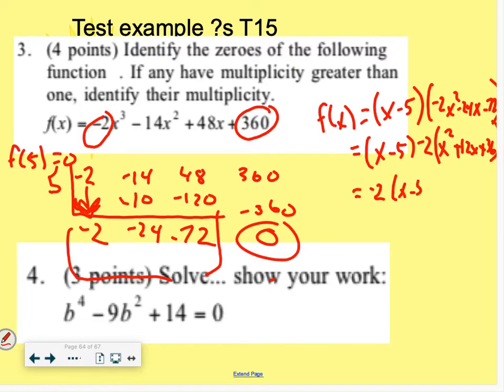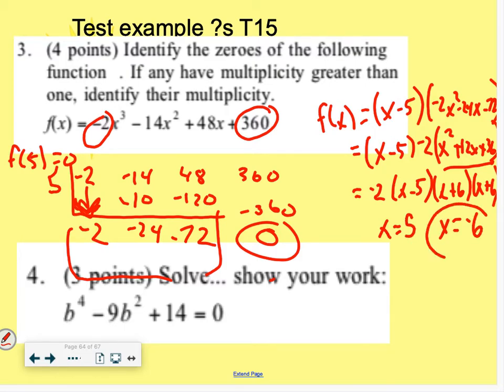So with that negative 2 factored out, x squared plus 12x plus 36 is going to factor to x plus 6 times x plus 6. Factoring that, two numbers that multiply to 36 and add to 12 are 6 and 6. So my zeros are 5 and negative 6. And again, negative 6 is a double root.